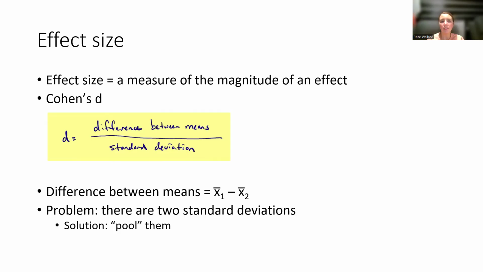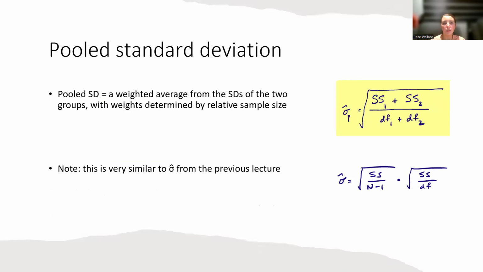So the formula is d equals the difference between the means divided by the standard deviation. So the difference between the means looks like x bar 1 minus x bar 2, right? The difference between them, subtraction. But the problem is that we have two standard deviations. So you can't just divide by these standard deviations. So we have to do something called pooling. So pooled standard deviation is a weighted average from the standard deviations of the two groups, where their weights are determined by their relative sample size.